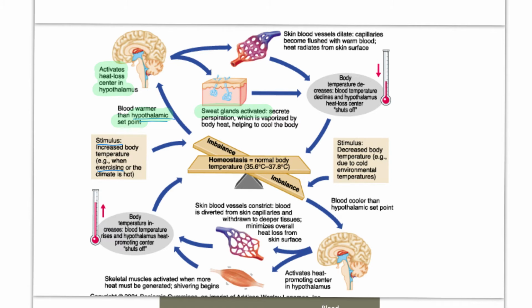The second is that blood vessels in your skin dilate. Capillaries become flushed with warm blood and heat radiates away from the surface. So it's the radiation of heat away from the surface of your skin that cools you down here. I just want to talk to you about this a little bit here. If we think about blood flowing through your body, we know that blood flows through arteries and then it flows through arterioles and then it's going to head into capillary beds. So we talk about blood vessels dilating. What we're referring to here is the arterioles. Within the arterial walls there are smooth muscles called sphincter muscles.